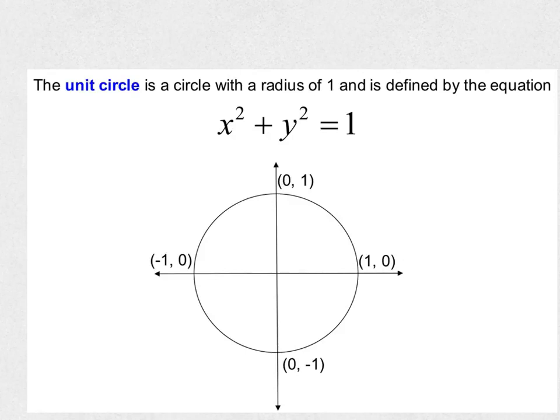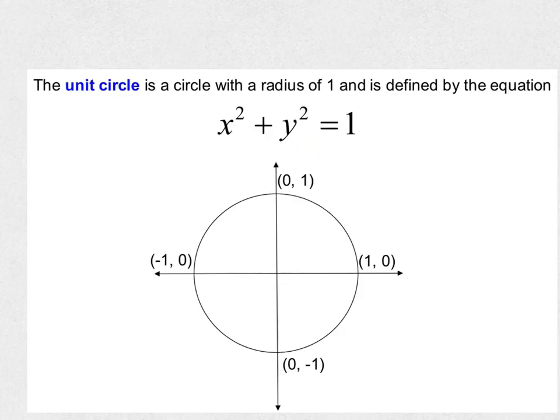All right, so the unit circle is simply a circle with a radius of 1, and it is defined by the equation x squared plus y squared is equal to 1. We're not really going to do a whole lot with this equation at this point in time. However, next year in pre-cal, you'll learn some trigonometry identities that are going to be dealing with using this equation.